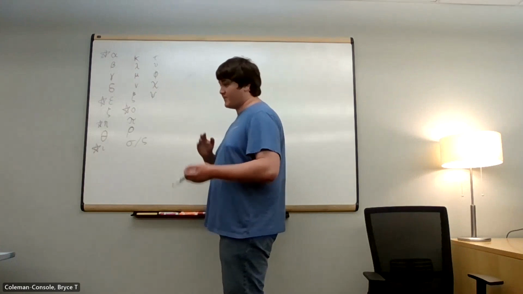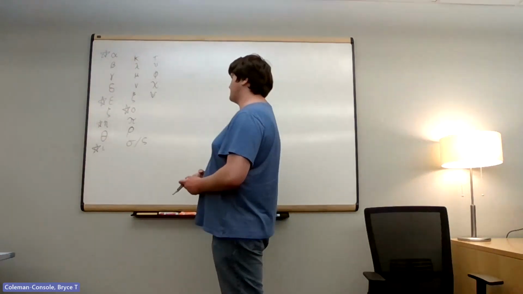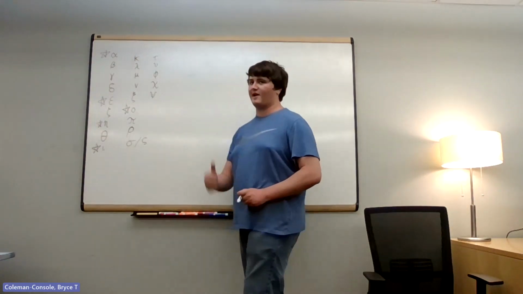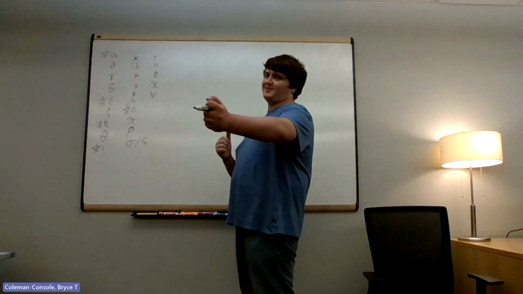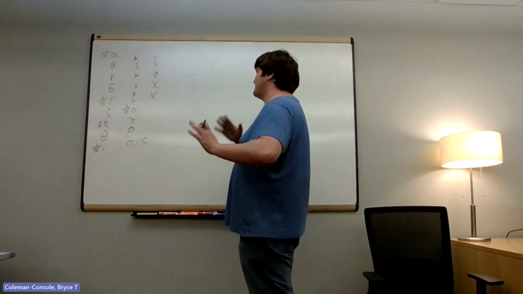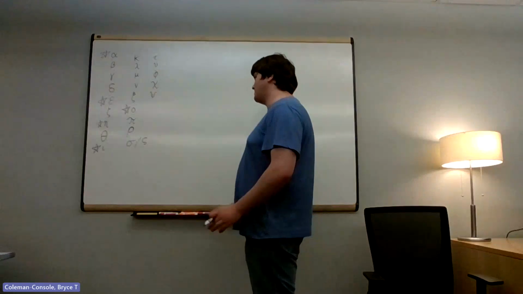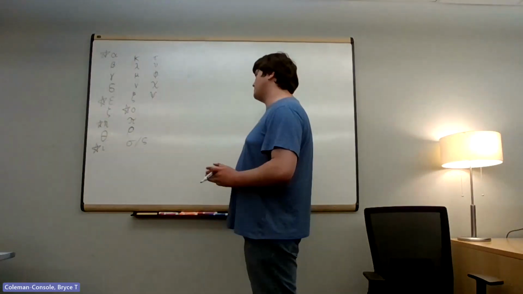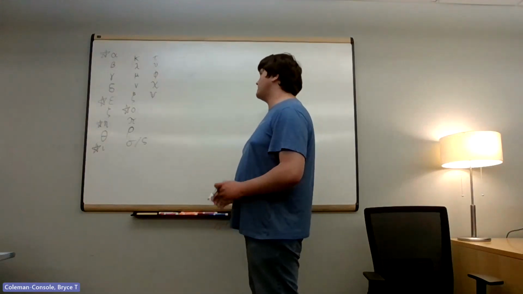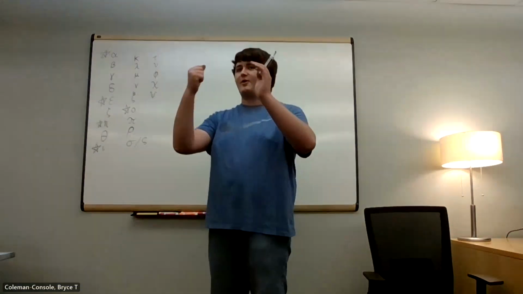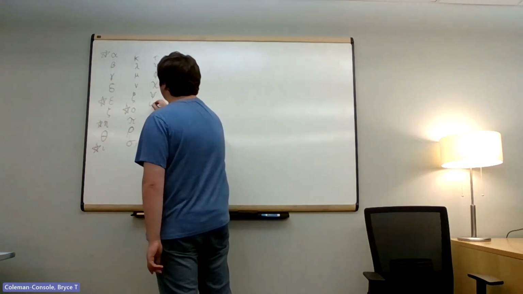So, say the alphabet with me, both of you. Alpha, beta, gamma, delta, epsilon, zeta, eta, theta, iota. Who said iota? Is that you? It's fine. Iota. Kappa, lambda, mu, nu, xi, omicron, pi, rho, sigma, tau, upsilon, phi, chi, psi, omega.